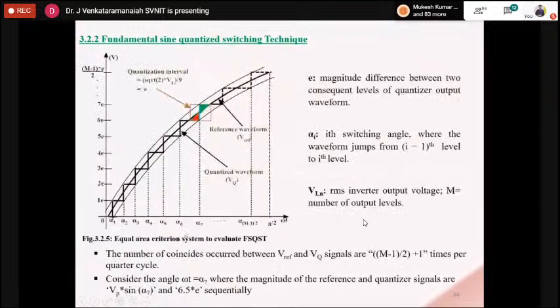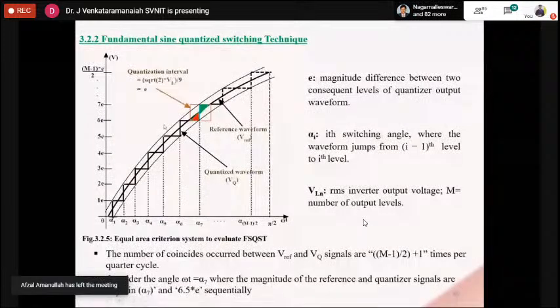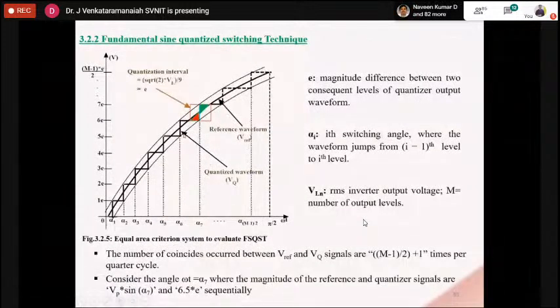See what will happen here. These are the switching instances when you are comparing. This is the reference waveform, and this stepped waveform is the quantized waveform. What you are doing is comparing this stepped waveform with a sine waveform.